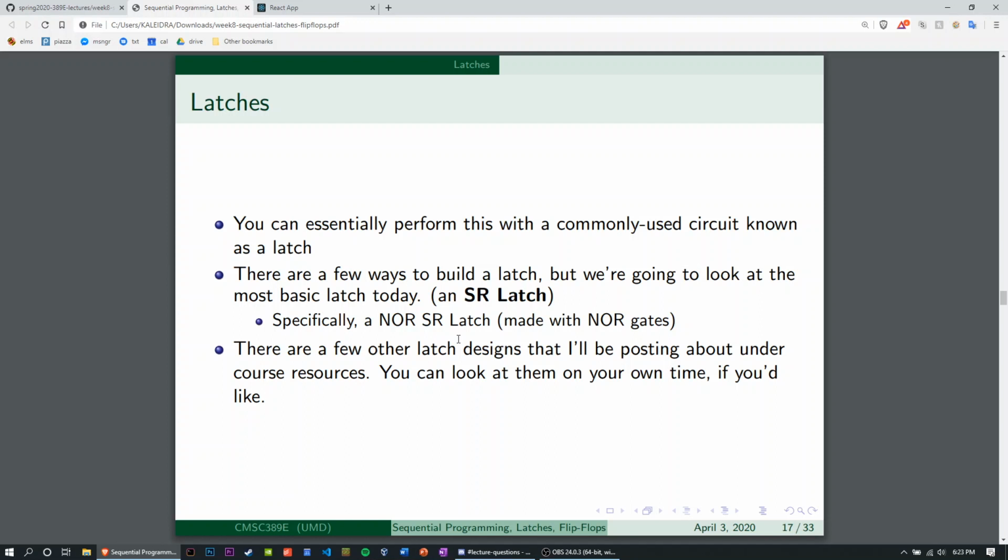Okay, so let's take a look at the NOR SR latch. There are, like I said, many types of latches. We're just going to look at one conceptually today, to make it easier on us when we figure this stuff out. But a few other latch designs, you can look at them on your own time if you'd like.